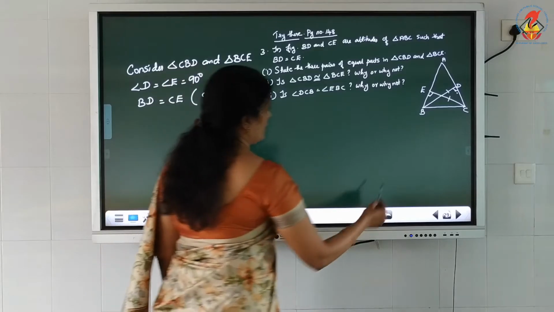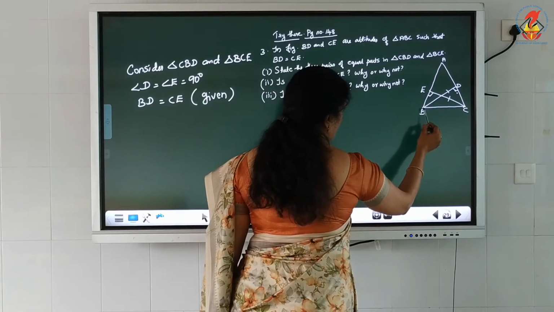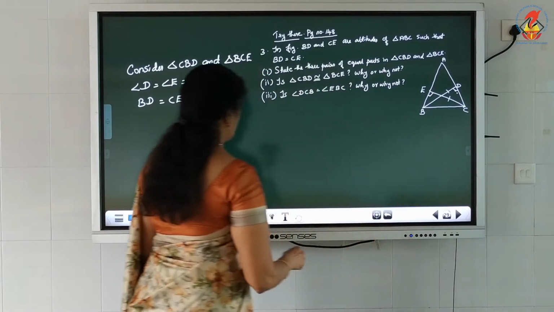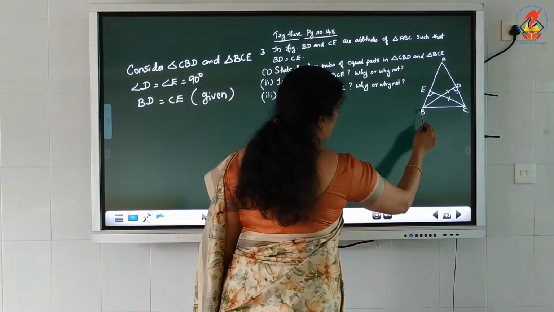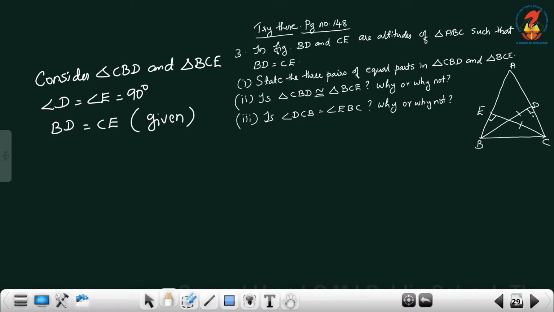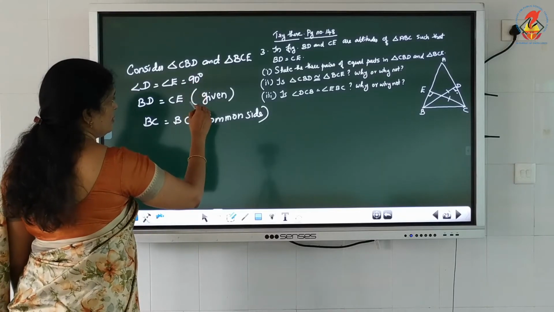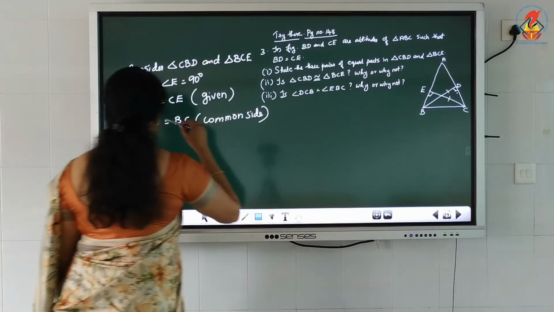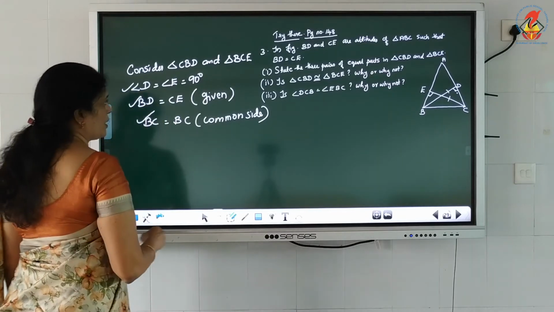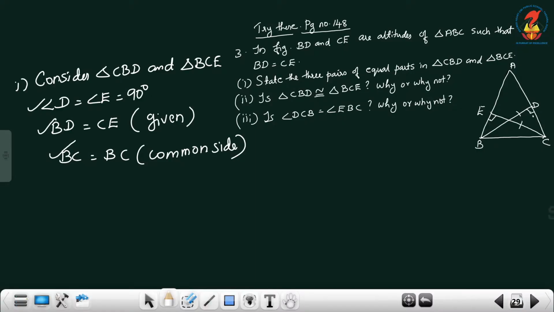Next, here in these two triangles BC is a common side. In triangle BCD and BCE, BC is the common side. BC equal to BC, common side. These are the three. State the three pairs of equal parts in triangle CBD and triangle BCE. These are the three equal parts. This is the first question answer.